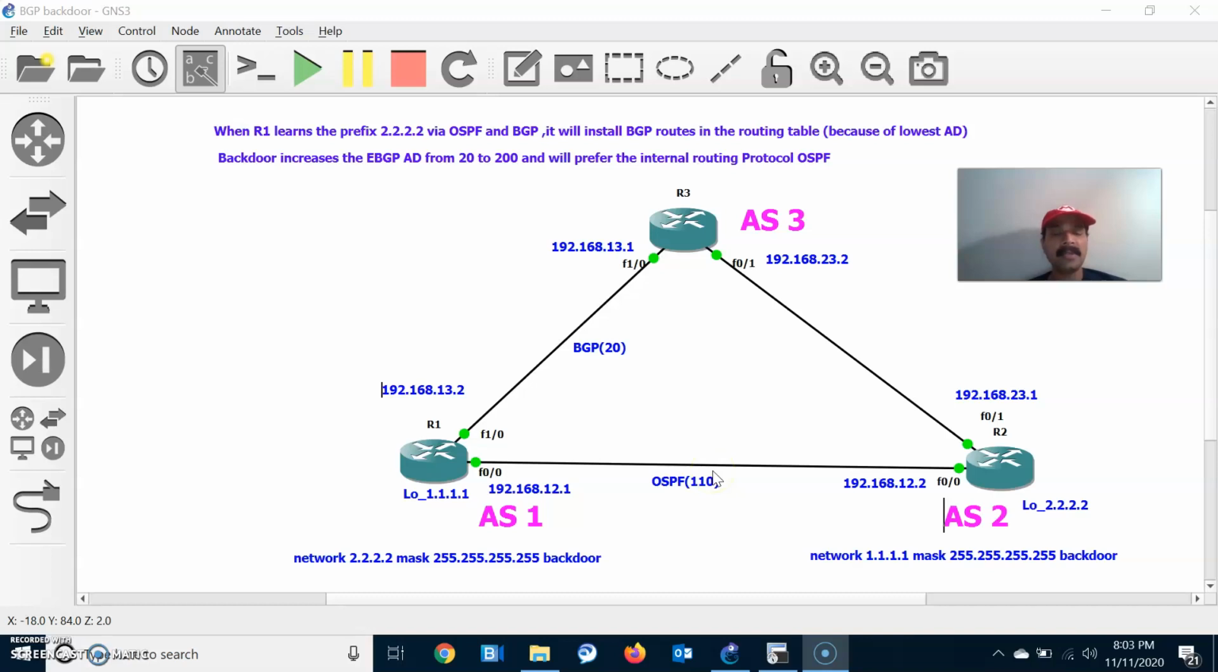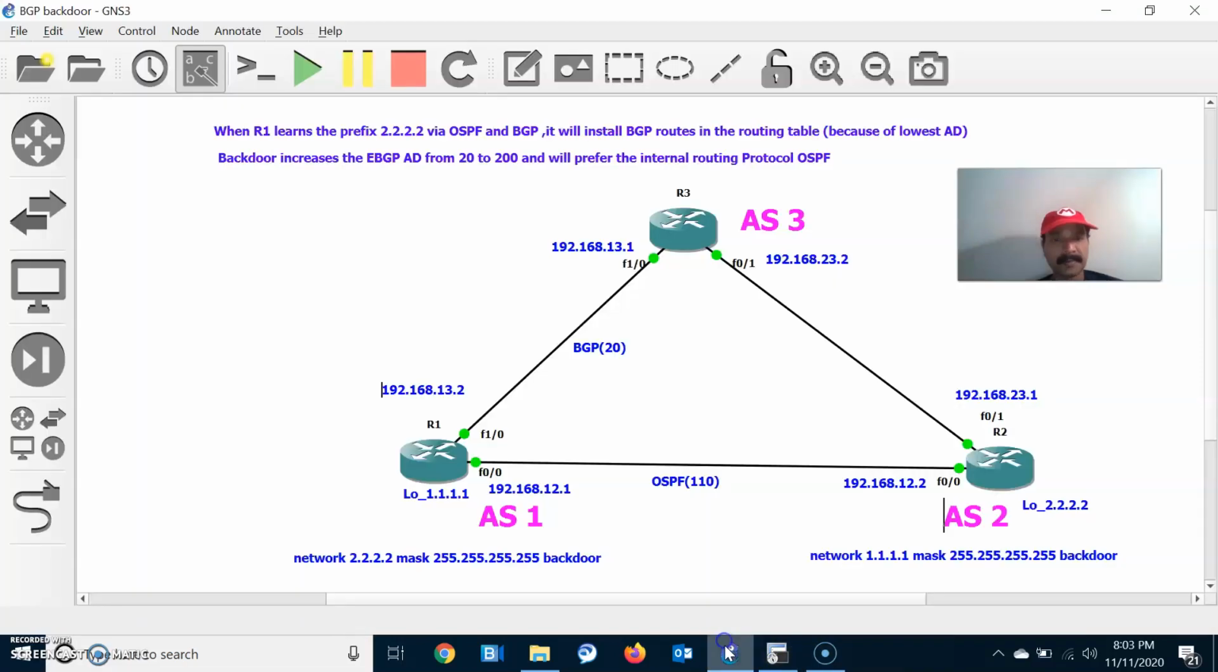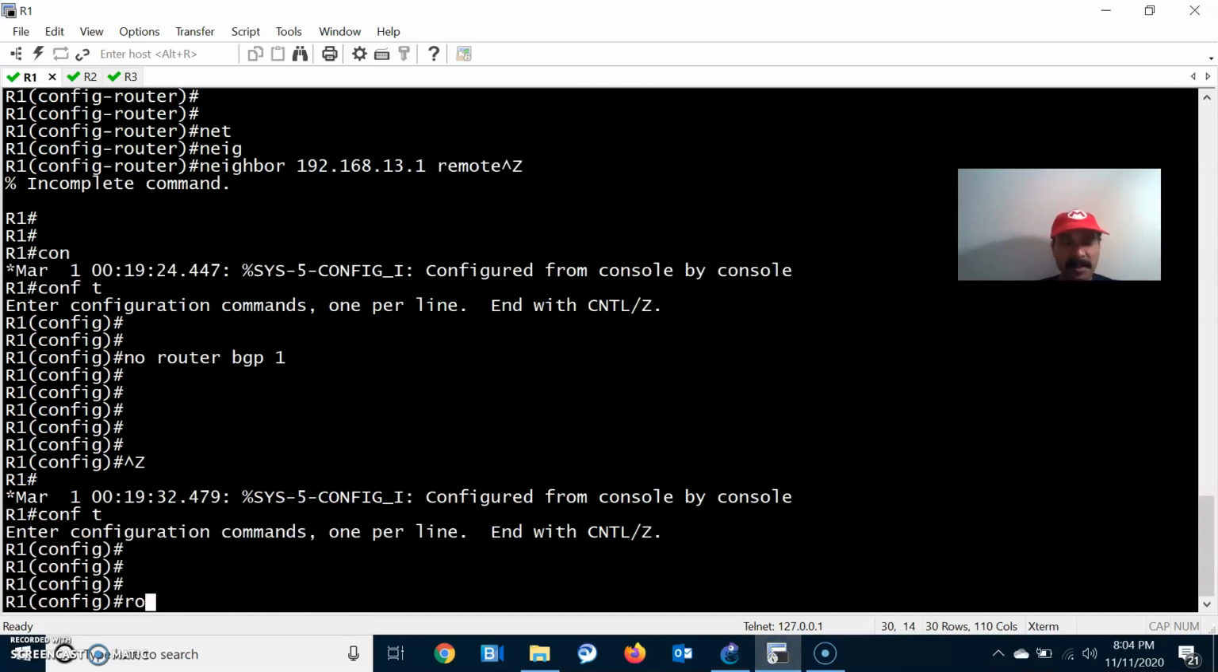So let us go to the individual routers and configure the BGP and OSPF relationship, because our router R1 is going to learn the route via OSPF and BGP, right? So now let us go to R1 and configure it. Let us configure OSPF first. Go to configuration mode and router OSPF 100.